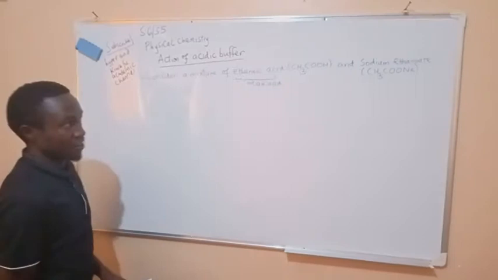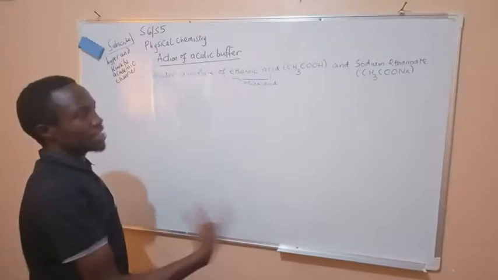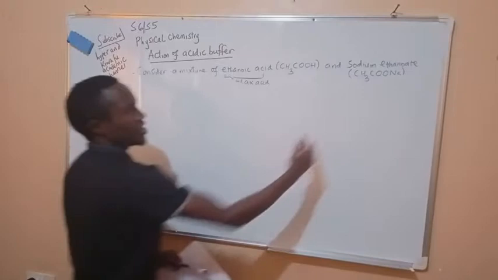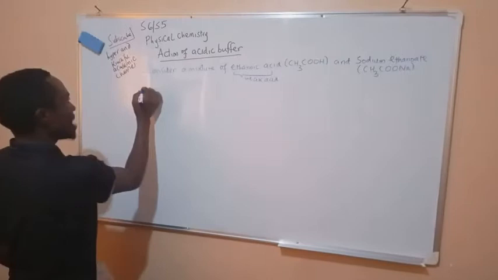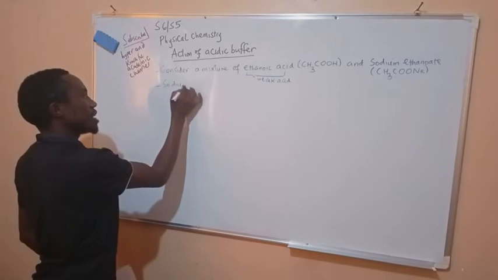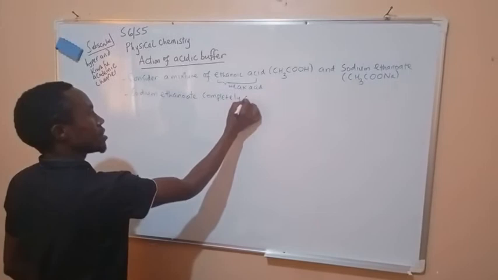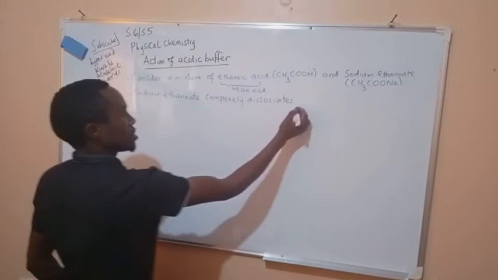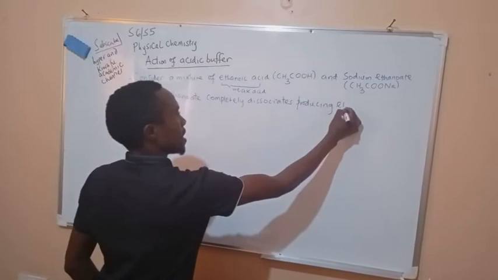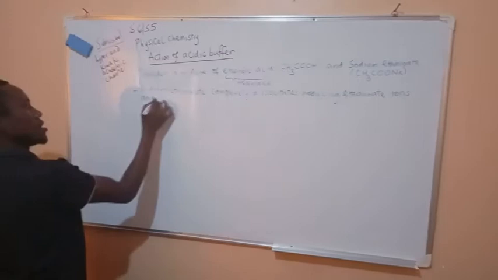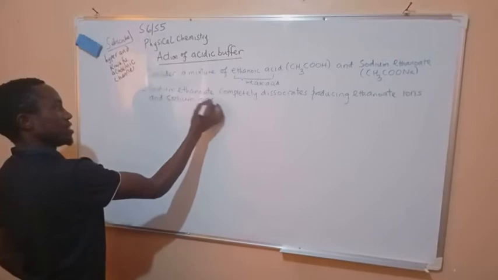Now, after having considered your mixture, we know that these two are different in strength and therefore they dissociate or ionize differently. So the sodium ethanoate will completely dissociate. Dissociating is like splitting. So it will dissociate, forming ethanoate ions and sodium ions. So our other point would be: sodium ethanoate completely dissociates, producing ethanoate ions and sodium ions.